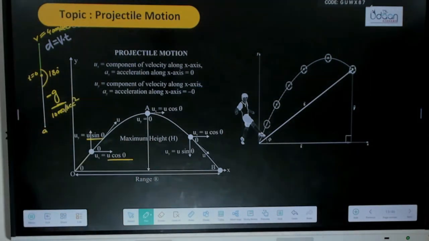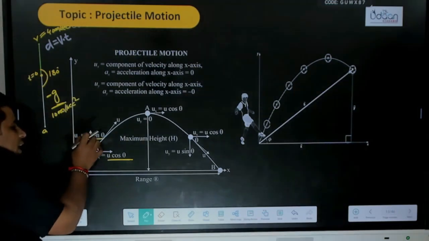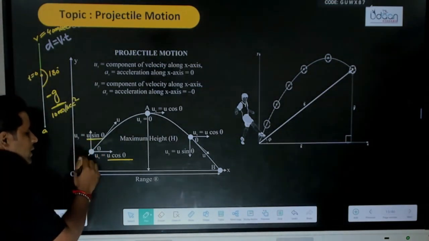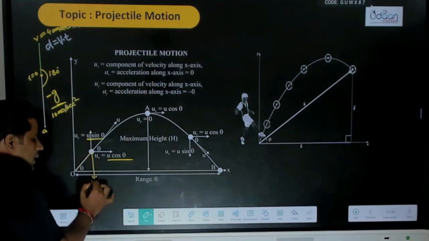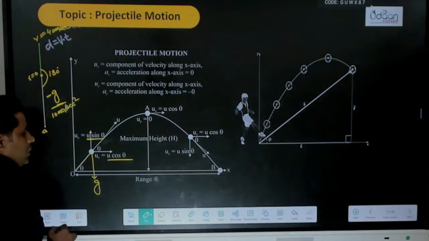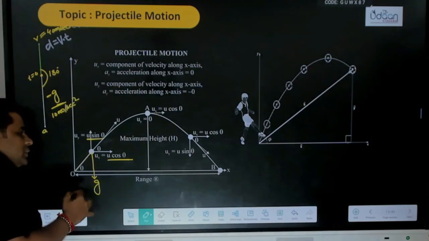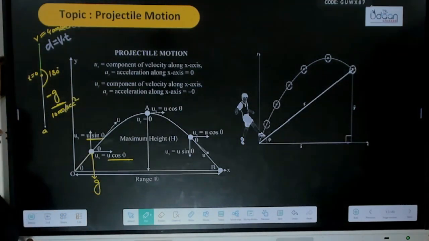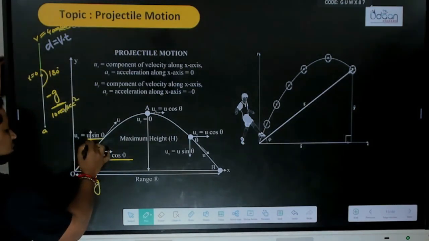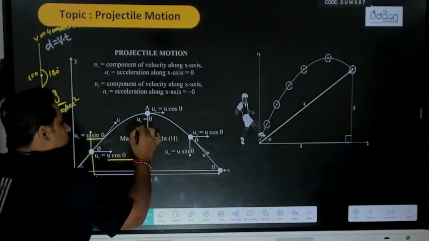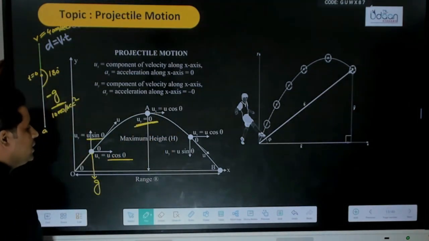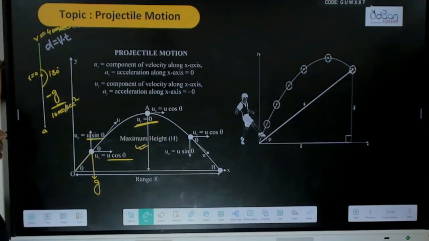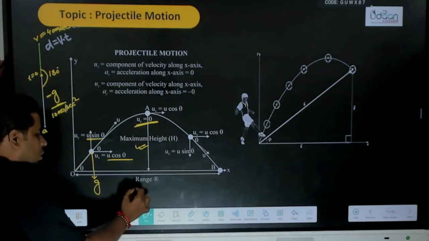here, we will find that if u sin theta was the initial velocity in the y direction and it was being opposed by acceleration due to gravity, then at some particular moment, you will find that this value of u sin theta becomes 0, and that condition is here. That condition has been given the name of maximum height. And this is the horizontal range.